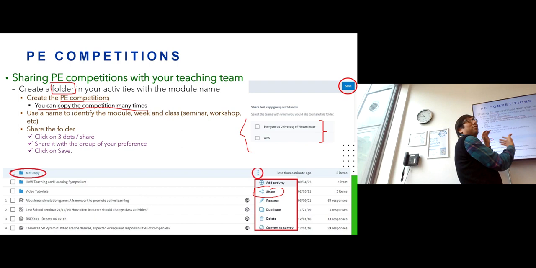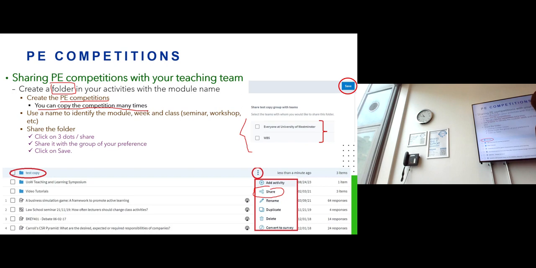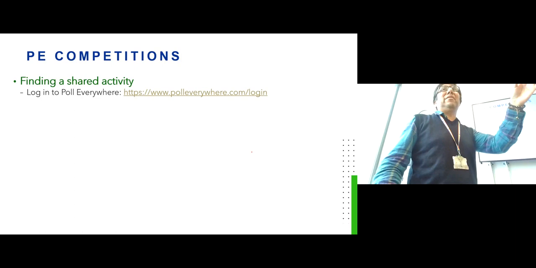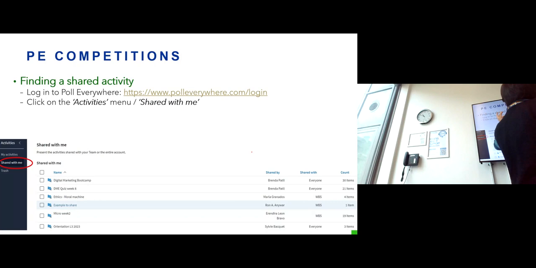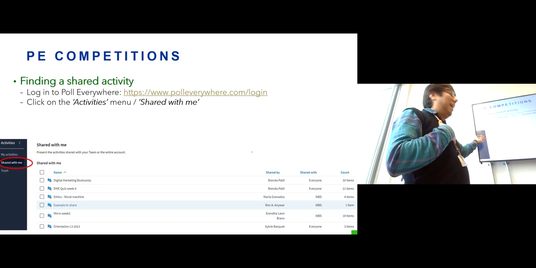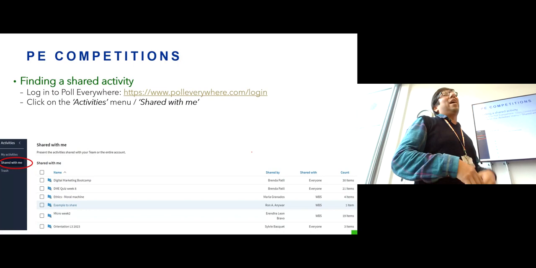What do you want to share it with, the whole of Westminster? Maybe there is a group per school. If not, maybe it should be requested by the school. Imagine if we are the seminar leaders and somebody creates the Polyverse activity for us. If I am the seminar leader, I need to go to Polyverse and click on the left-hand side, which is called Shared with me. In Shared with me, I want to see all the folders that were shared at the University of Westminster.